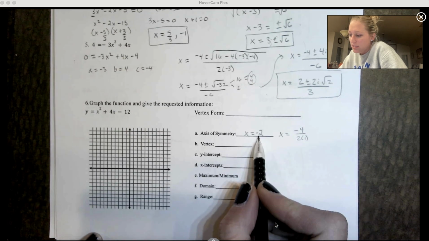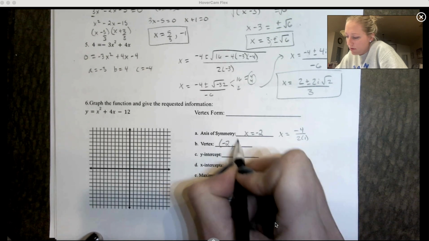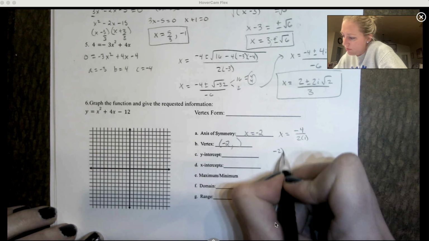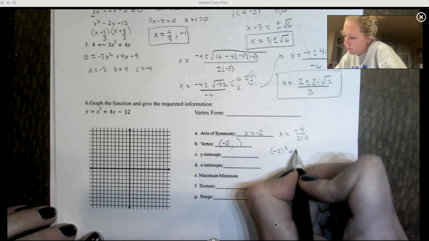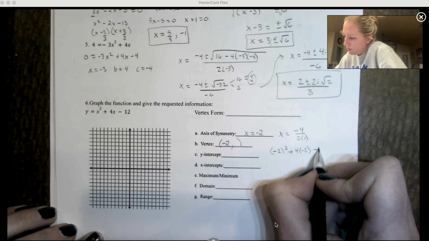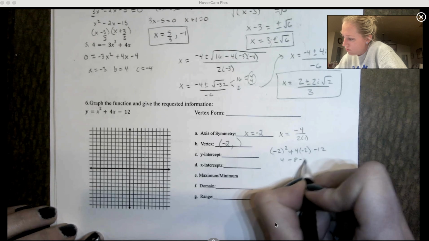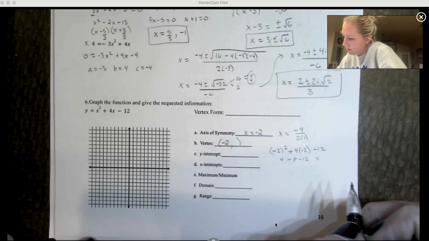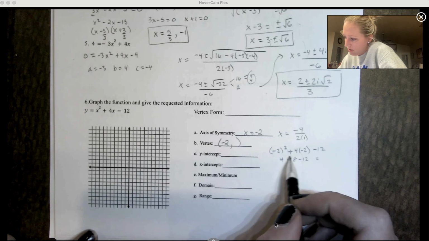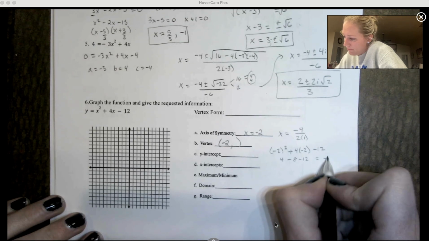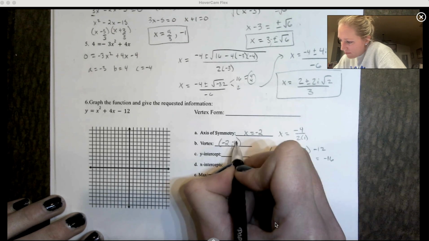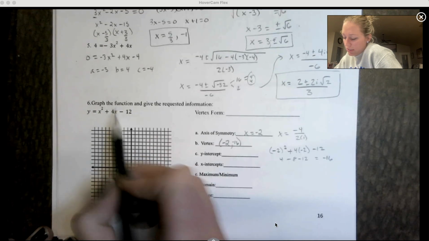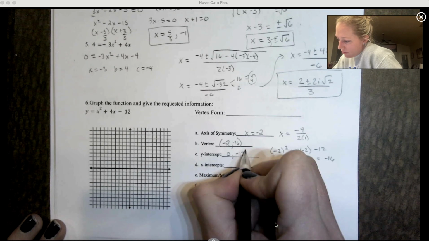Okay. Vertex, how I get the vertex, I now know the x coordinate of the vertex, but to get the y, we're going to take -2 and plug it back in for x. So we've got -2 squared plus 4 times -2 minus 12. So we got 4 minus 8 minus 12. So I think we get 16 there. Sorry, -16. Yes, -16. Make sure I did that right. Yep. Okay. All right, so the y-intercept, remember, is always c. So we got (0, -12).